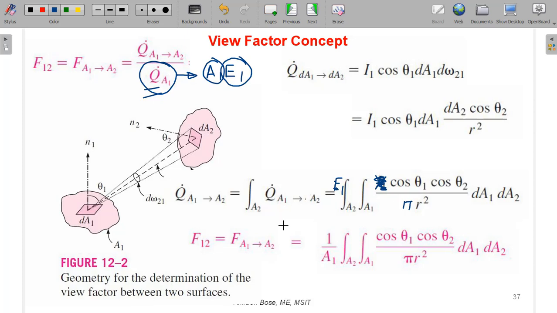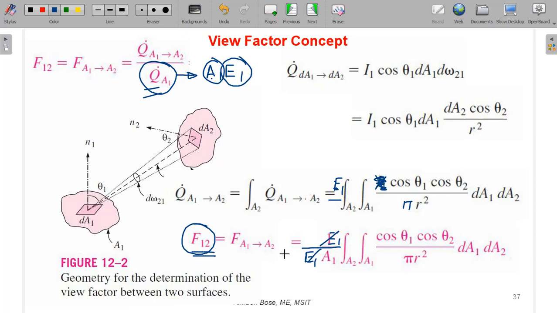So A1 E1 is basically the denominator part. To find this view factor, you just divide this quantity by A1 E1. If you divide the quantity by A1 E1, then E1 will cancel. I hope you can understand: E1 is there, and you have divided by A1 E1, so E1 will cancel, and it will become 1 by A1 into the integration of this part. So this is the view factor from 1 to 2, where A1 and A2 are two finite surfaces.